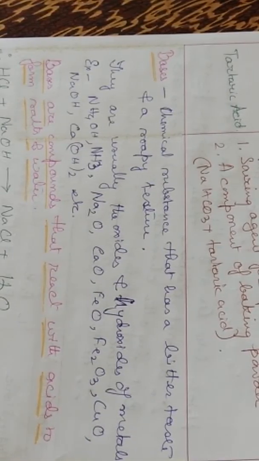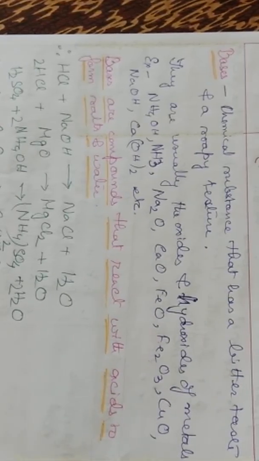Then we come to bases. Now a base is a chemical substance that has a bitter taste and a soapy texture. Acids have a sour taste, whereas bases have a bitter taste and a soapy texture. When you touch it, you get a soapy type of feeling. Okay. Then they are usually the oxides and hydroxides of metals. For example, ammonium hydroxide, sodium oxide, calcium oxide, ferrous oxide, ferric oxide, cupric oxide, sodium hydroxide, calcium hydroxide, etc.